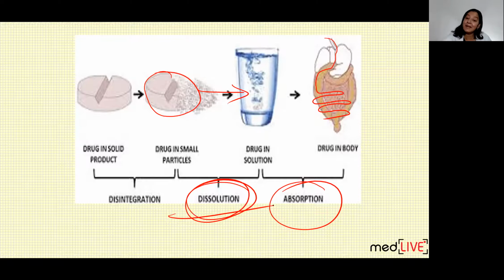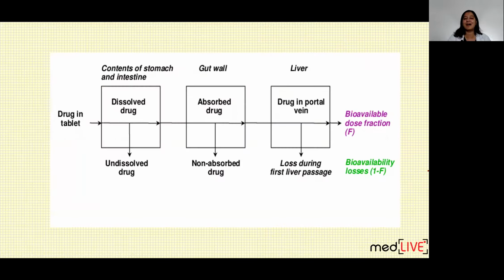Second factor is complete absorption of the drug, which is never 100%. And the third factor is first pass metabolism. I'm talking about oral route. In oral route, there are three factors which affect bioavailability. Number one, the drug should be completely dissolved in the stomach and intestine. Number two, the drug should be completely absorbed from the lumen of the stomach and intestine. And number three is first pass metabolism.